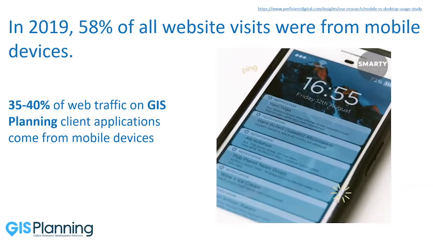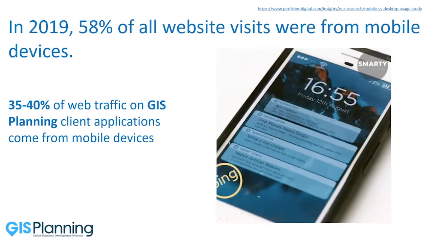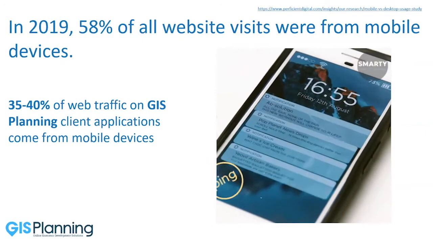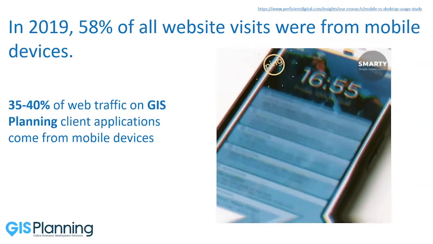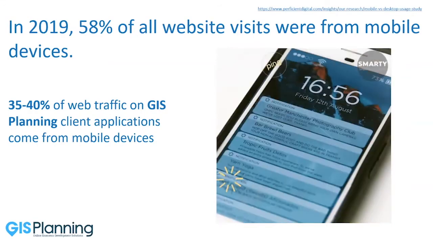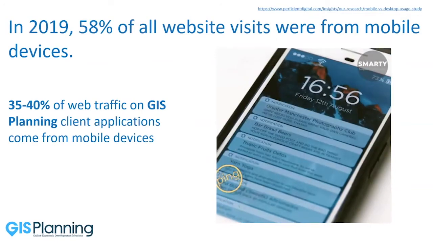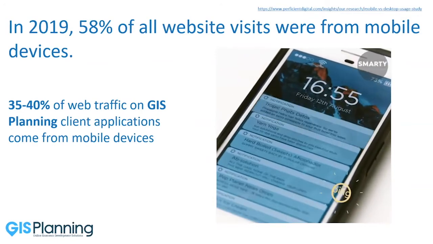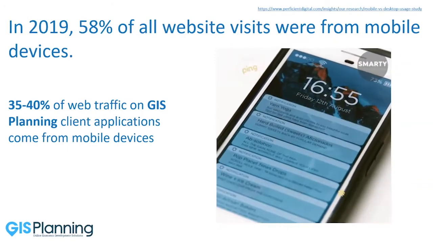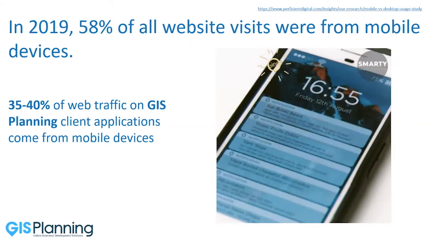Mobile. Last year, 58% of all website visits were from mobile devices. I think probably each of you on this webinar today is touching a website via a mobile device. And just to give you some internal numbers that we see here at GIS Planning, 35 to 40% of all of our web traffic comes via a mobile device. We know mobile is important, but we can never drive it home enough. They're more and more important, and we're spending more and more time using our mobile device to look for content.